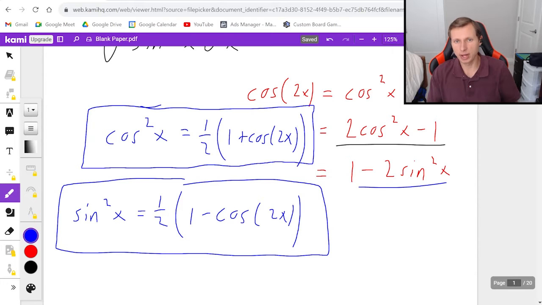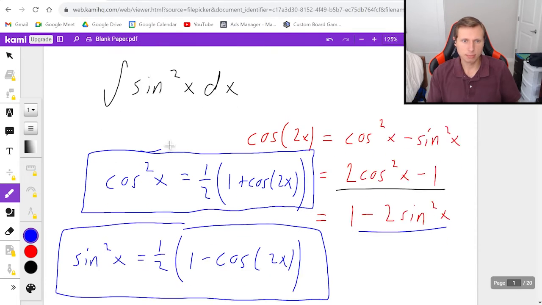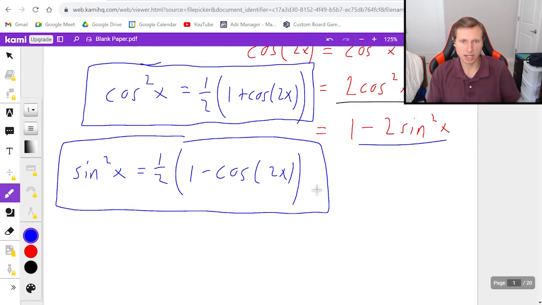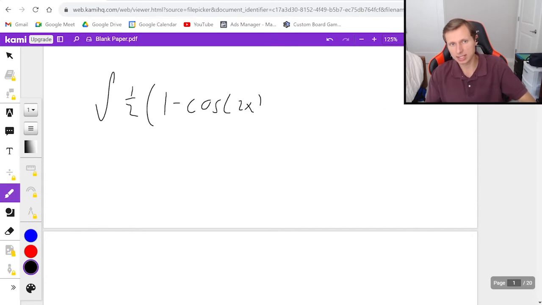I don't even care about the red text. It really doesn't matter. You don't need it to solve these trig integrals. But for this first one here, when I have the integral of sine squared x, I'm just going to replace it with what I wrote just a second ago, 1/2 times 1 minus cosine 2x. And it now will look like this. The integral of 1/2 times the quantity 1 minus cosine 2x, close parenthesis, dx.